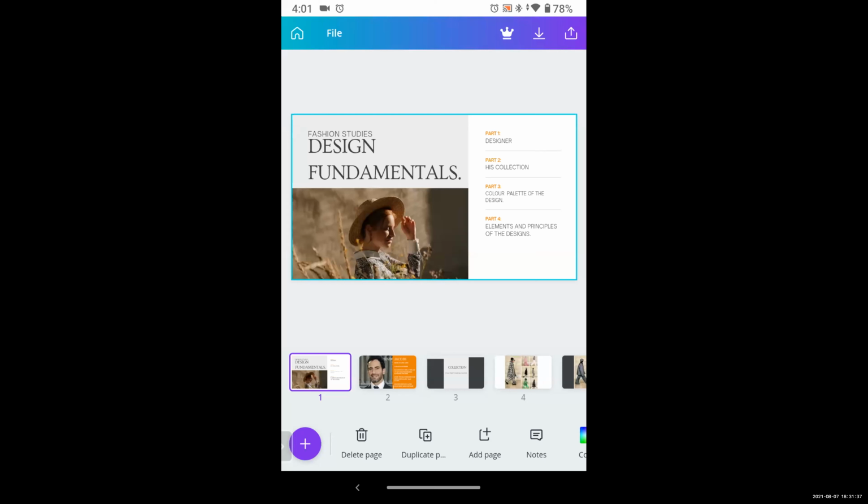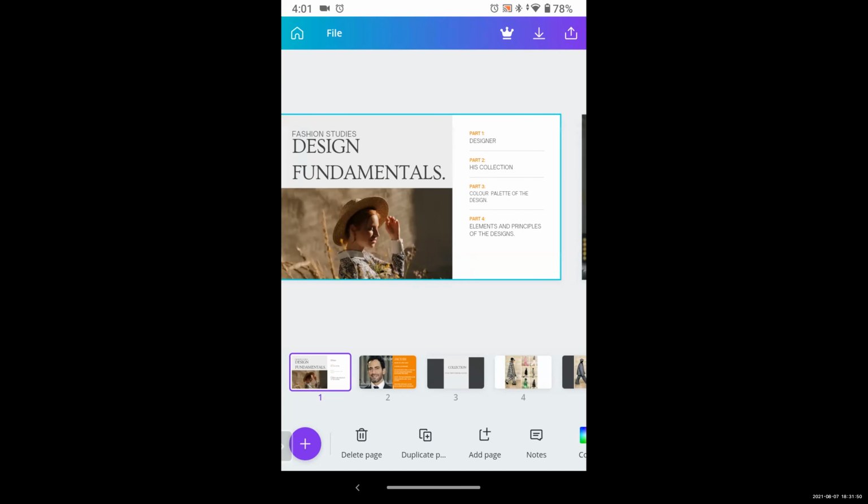Today I'm going to present a seminar on design fundamentals and analysis. We are going to discuss the designer I chose, his collection, the color palette of the design, and the elements and principles of the design.